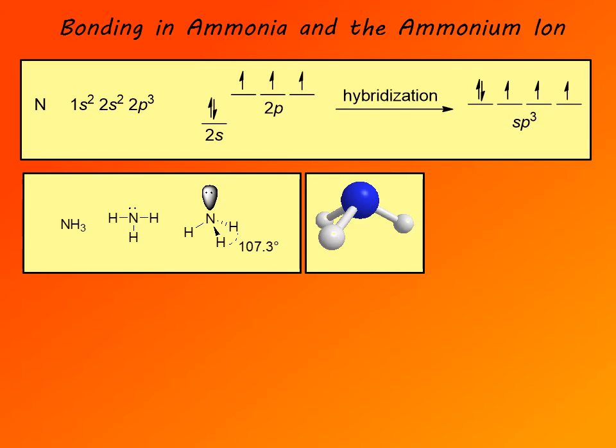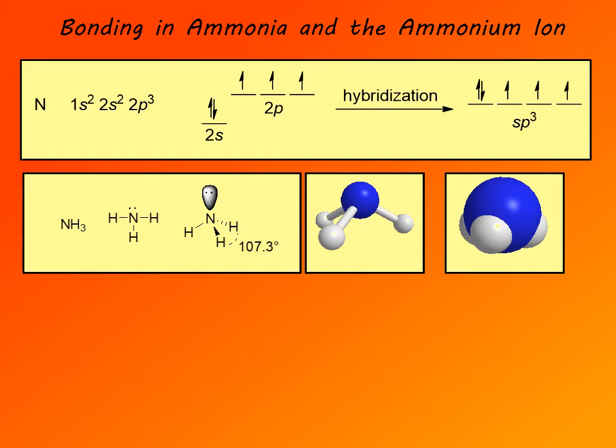Here is a ball and stick model of a molecule of ammonia, and you can see that the free electron pair of nitrogen does not play a role in the geometry of the molecule. You can see clearly that the geometry of the molecule is trigonal pyramidal. And here is a space filling model. So you can see that the molecule of ammonia is roughly spherical.